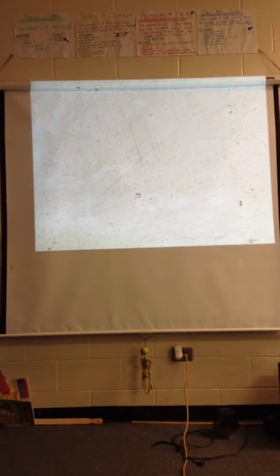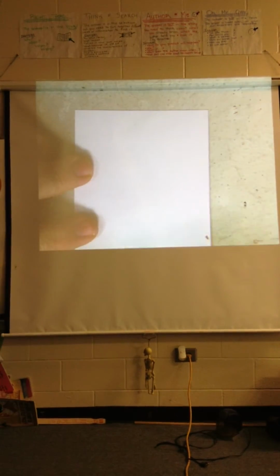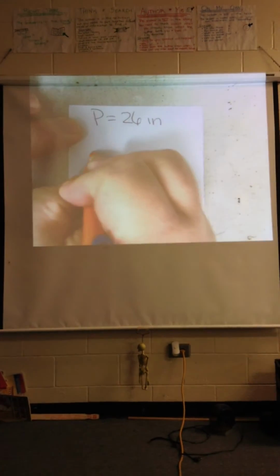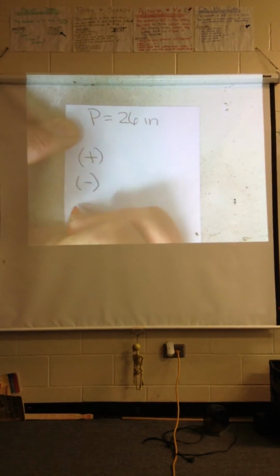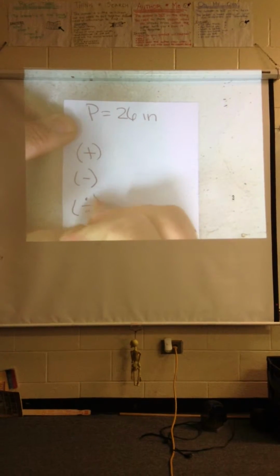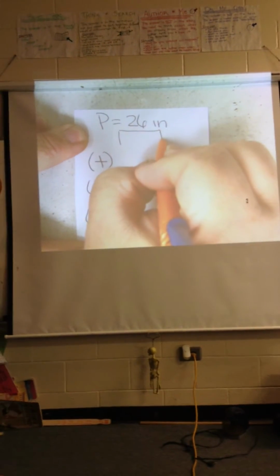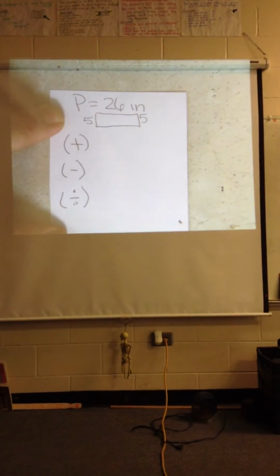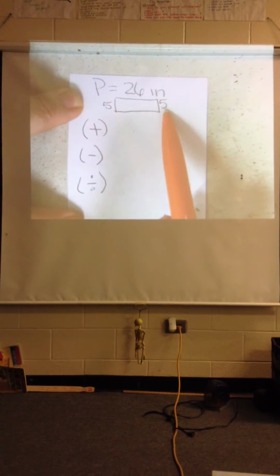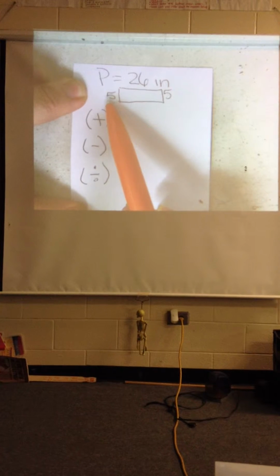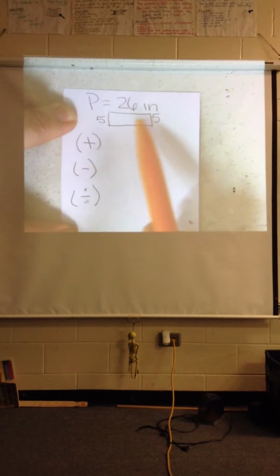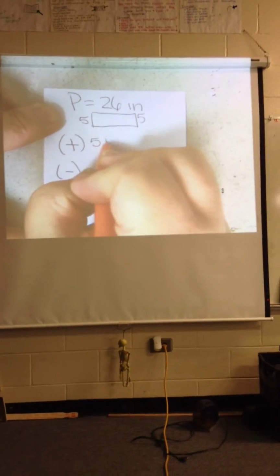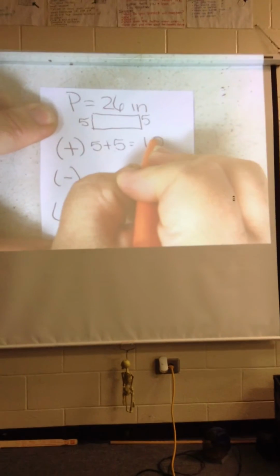So what I'm going to do now is I'm going to show you what the kids have known. If you know the perimeter and one side, you add, subtract, and then divide. I'm going to draw my rectangle up here again. So I know that 2 of my 4 sides are 5 inches each. So I'm going to add those together to find out what part of my perimeter should be. That's 5 plus 5. 5 plus 5 is 10.